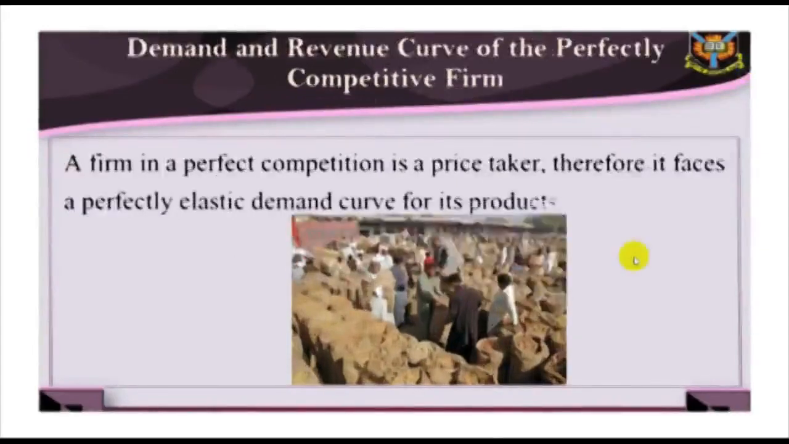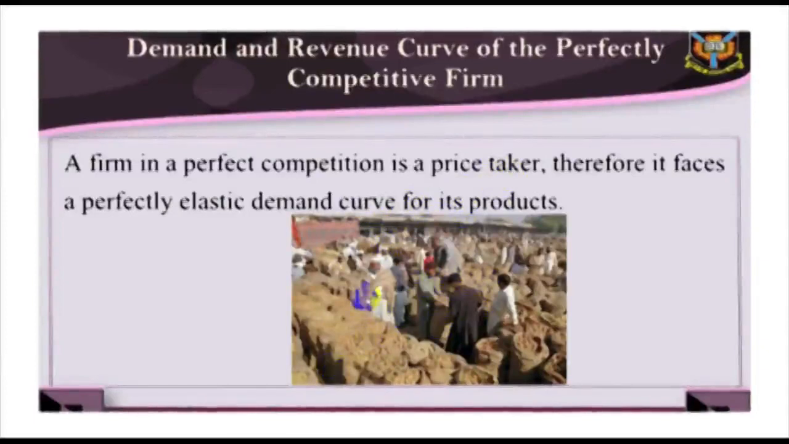A firm in a perfect competition is a price taker. Therefore, it faces a perfectly elastic demand curve for its product. Also, since the market price is unaffected by changes in its output, it follows that the marginal revenue resulting from an increase in volume of sales is constant and equal to the price of the product.